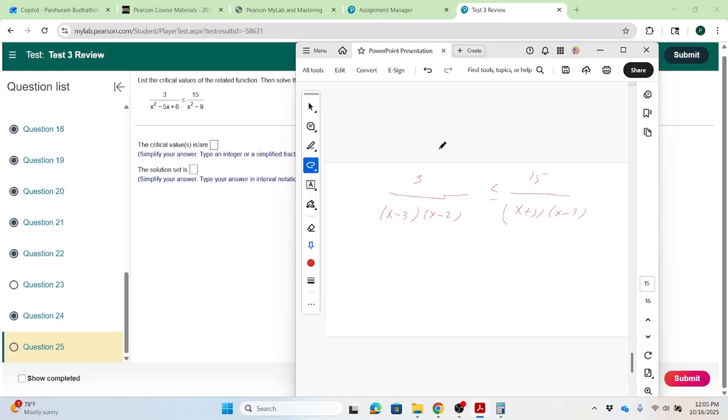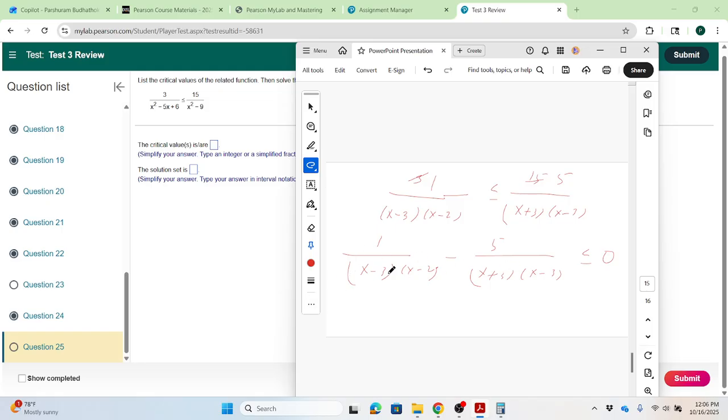You can bring everything to the other side. Before that, cancel the common factor 3. So it will be 1 over x minus 3, x minus 2, minus 5 over x plus 3, x minus 3 lesser or equal to 0. Multiply both sides by LCD. Here LCD is x minus 3, x minus 2, x plus 3. So these are the three factors.